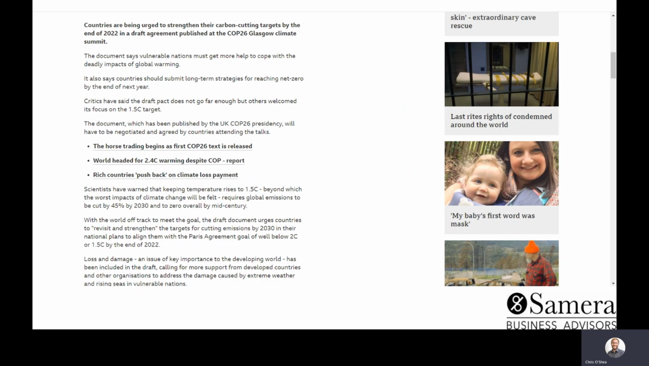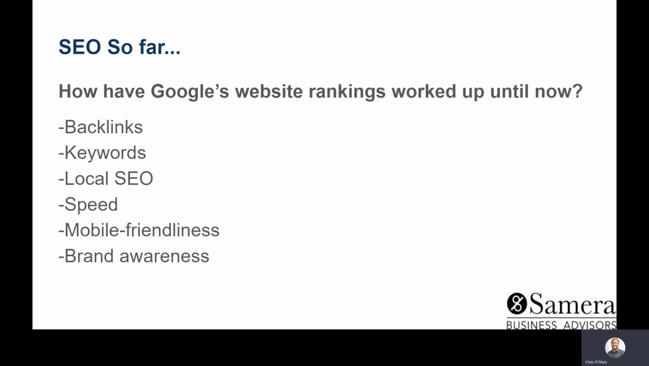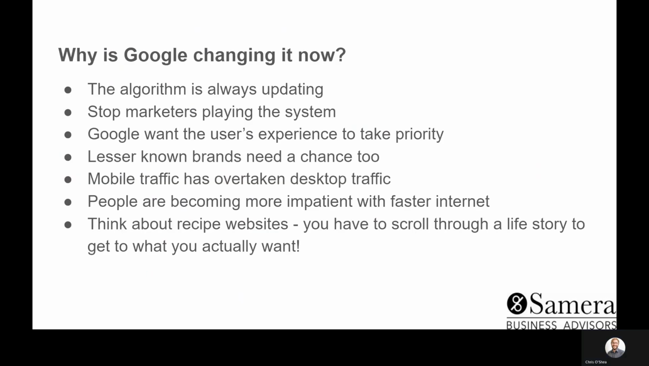Right, so this is the algorithm update they did. So it used to be backlinks, keywords, local SEO, speed, mobile friendliness, brand awareness. But they change it. They change it about once a year. They don't really tell us how they're changing it exactly. It keeps us on our toes. It's so we can't play the system, because eventually digital marketers get really good at it, and the top website isn't anymore the best website for the search term.